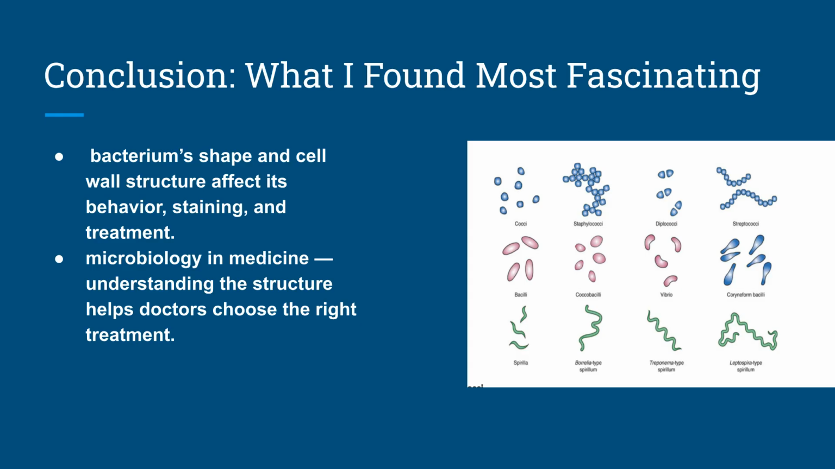So, what fascinated me the most about this activity is how much a bacterium's shape and the cell wall structure affects its behavior, staining, and treatment. For example, the gram negative bacteria, such as E. coli and H. pylori, are often harder to treat because their outer membrane protects them from antibiotics. It really shows how important microbiology is to medicine. Understanding the structure helps doctors to actually choose the right treatment.